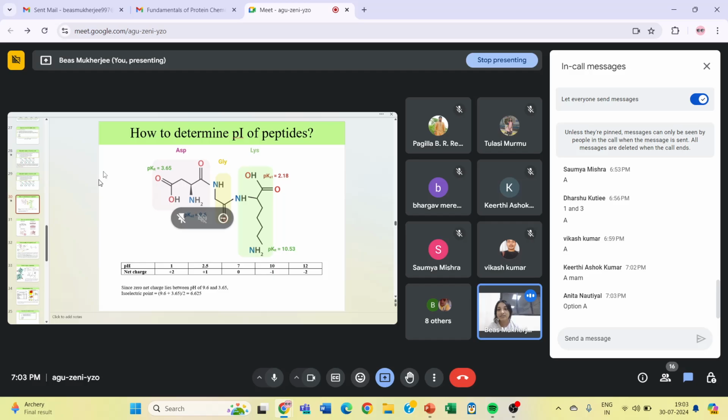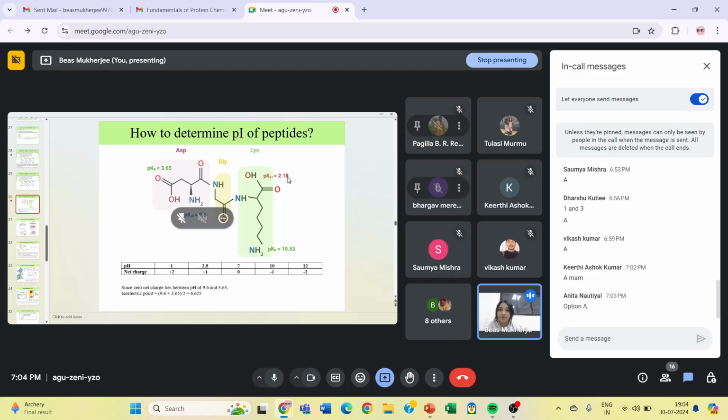See here, look at this tripeptide. There is an aspartic acid residue, there is a glycine, and there is a lysine. So there are 3 different ionizable groups. Initially when it is pH 1, none of these have pKa 1. So it is going to be positively charged, and there are 2 NH2 groups, so it is going to be definitely double positive.